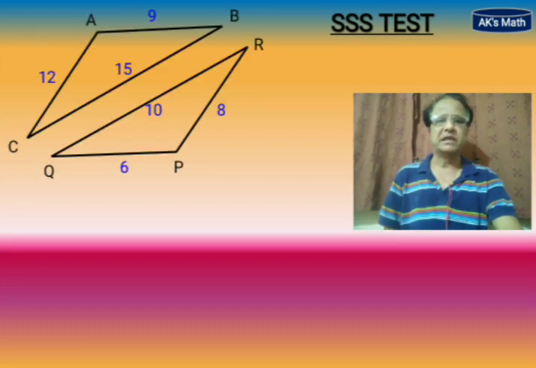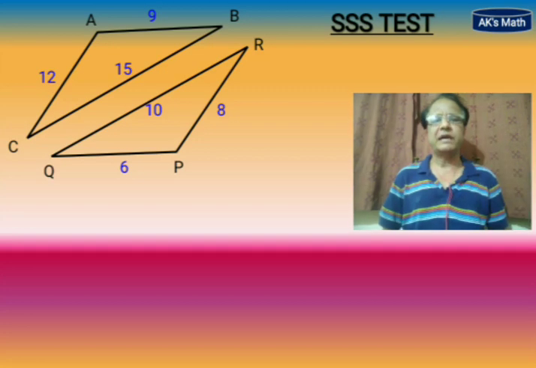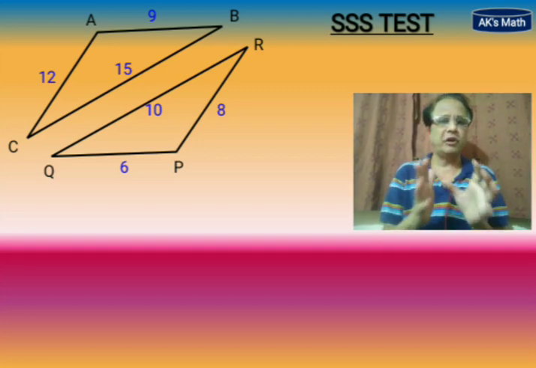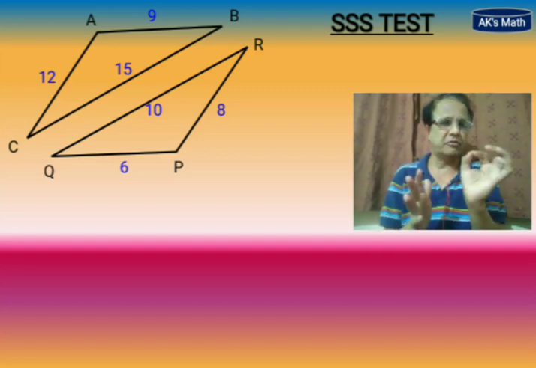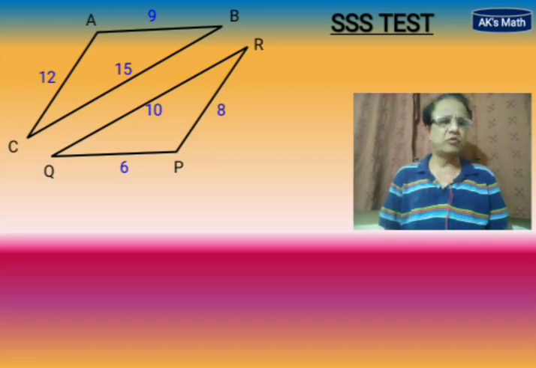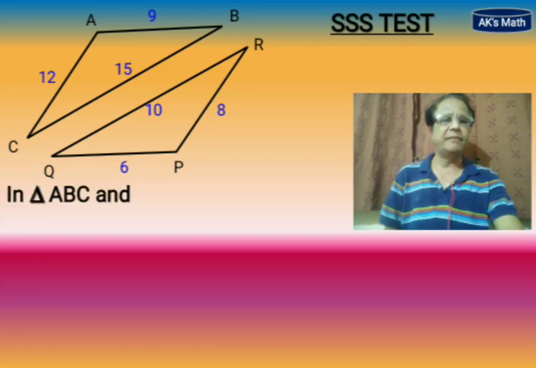Look at these two triangles. Triangle ABC and triangle PQR are given. If we observe carefully, we will notice the side relations. So which are the side relations? Look at this one: AB in triangle ABC and the corresponding side in triangle PQR.